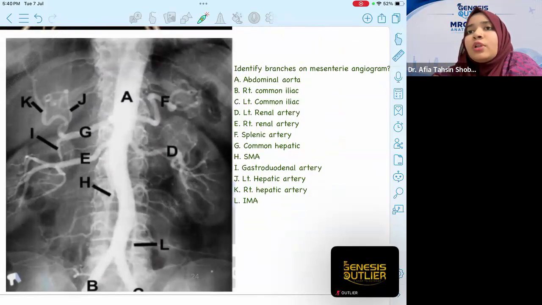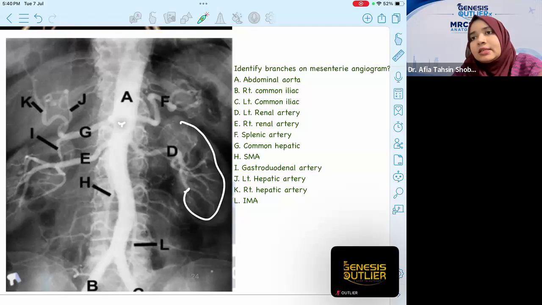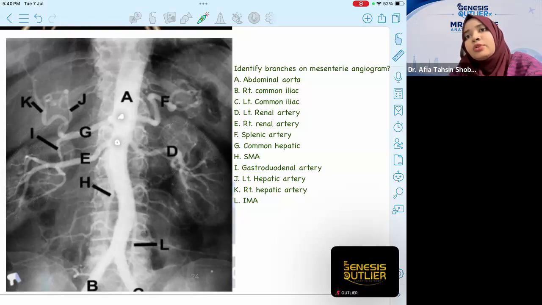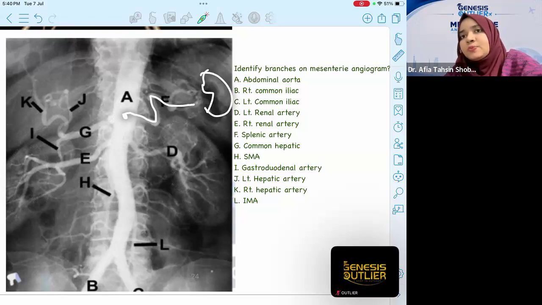So here A will be abdominal aorta, right? So here we'll get 2. See, this is kidney. This is kidney, right? So here I will get an artery. Here I will get an artery. So above I will get celiac trunk, right? So if it is celiac trunk, then F will be splenic artery. It is going to the spleen.